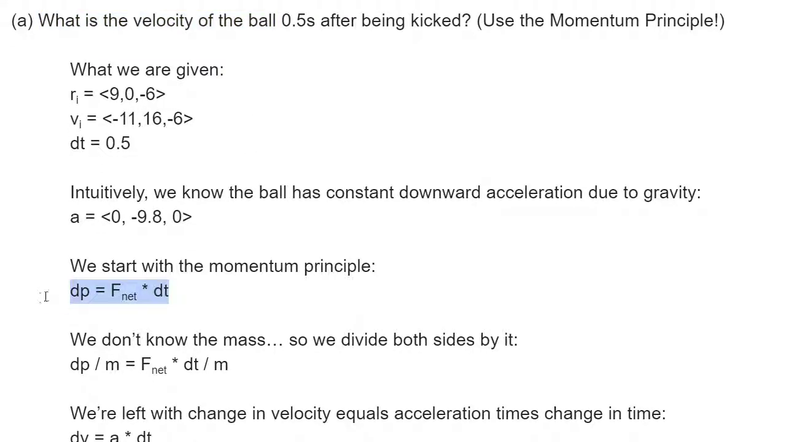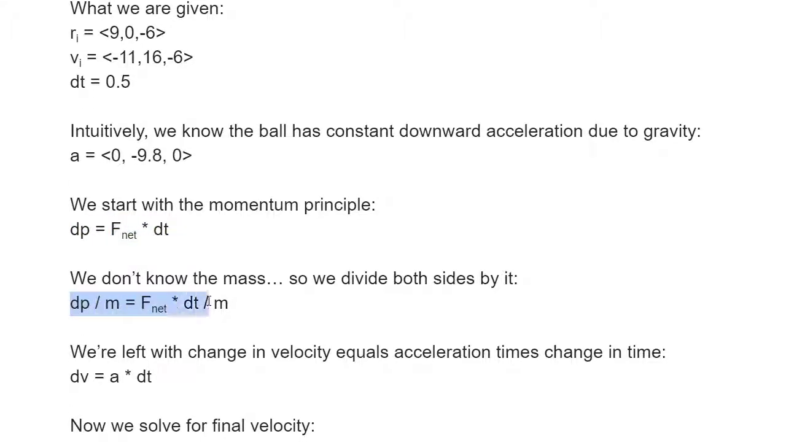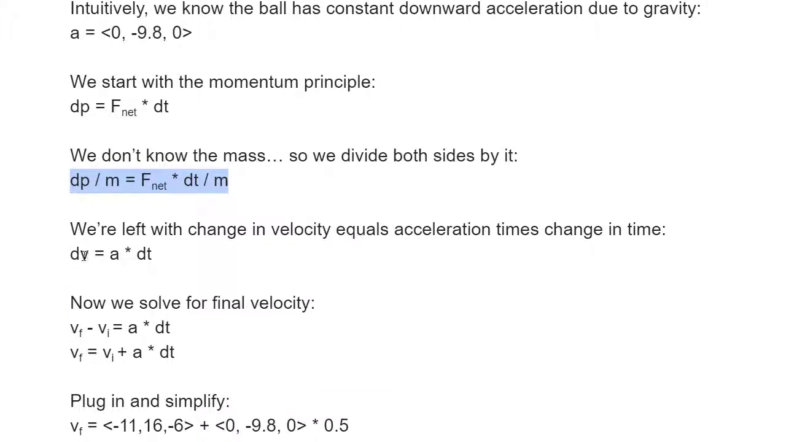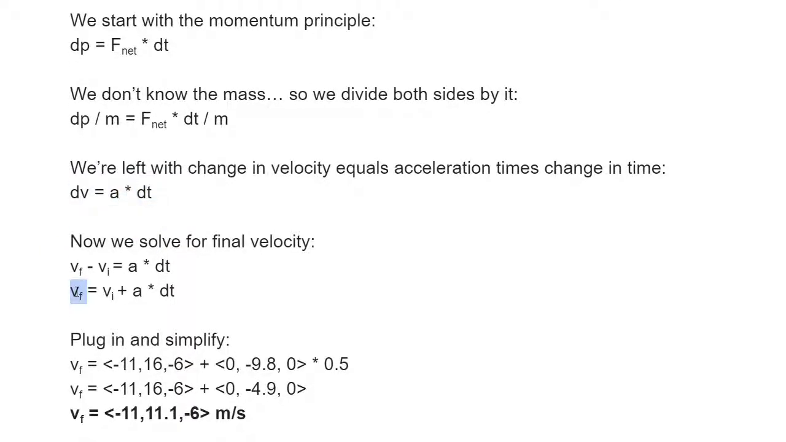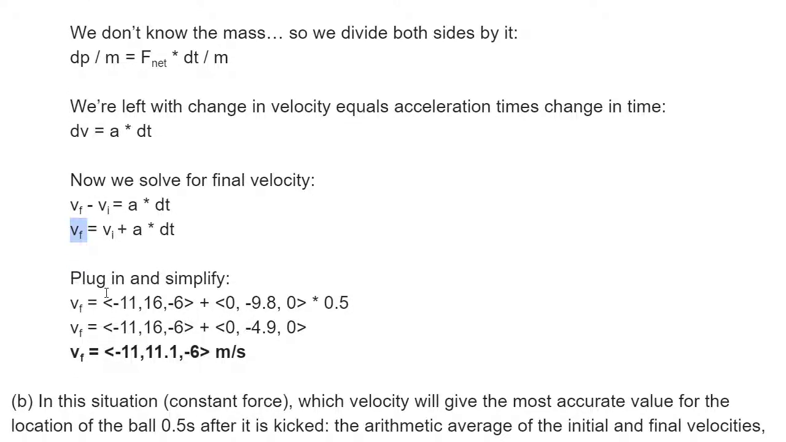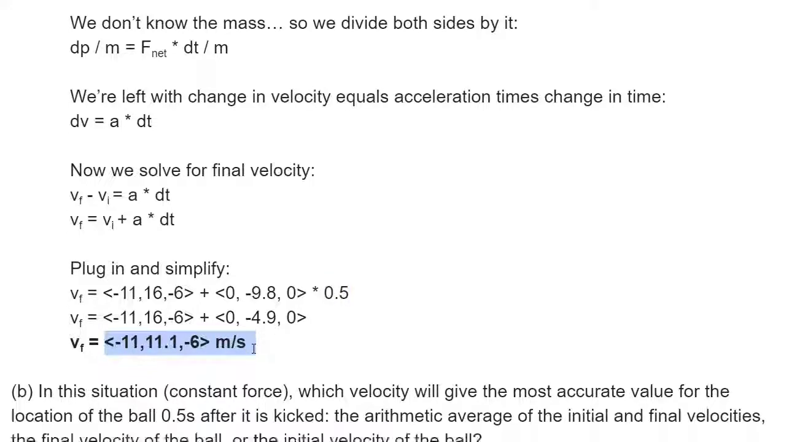We start with the momentum principle, so we have the change in momentum equals F net times change in time. We don't know the mass of the ball though, so we have to divide both sides of the equation by our mass. We're left with the change in velocity equals acceleration times change in time, and we can actually solve for the final velocity. So we can plug in the initial velocity that they give us at the beginning of the problem, our acceleration due to gravity, our time interval, and we can get out the final velocity as a vector in meters per second.